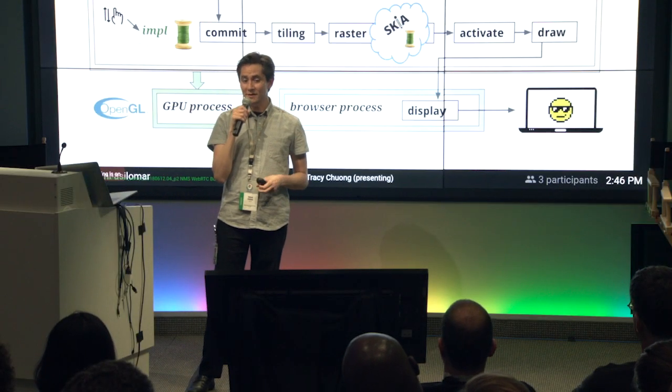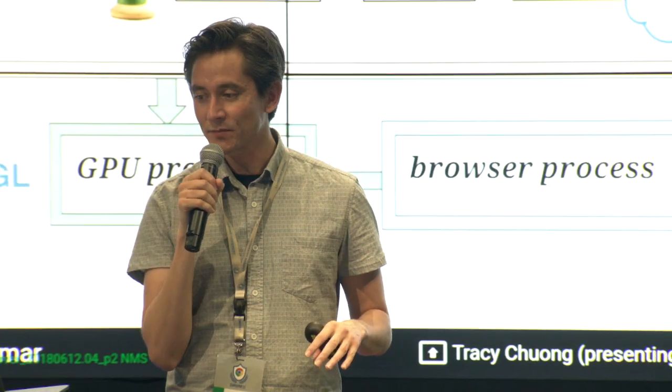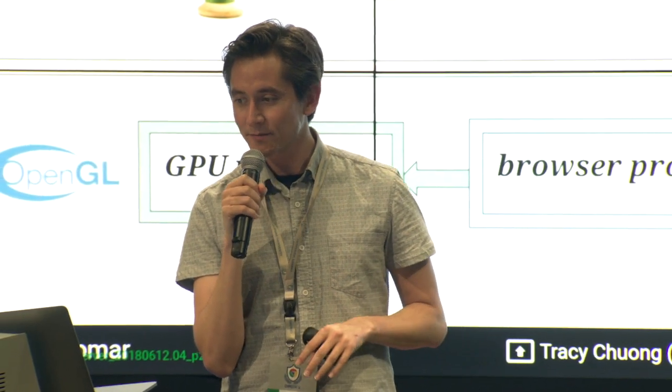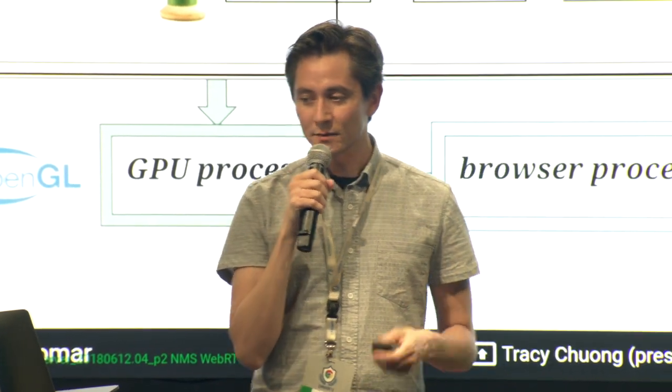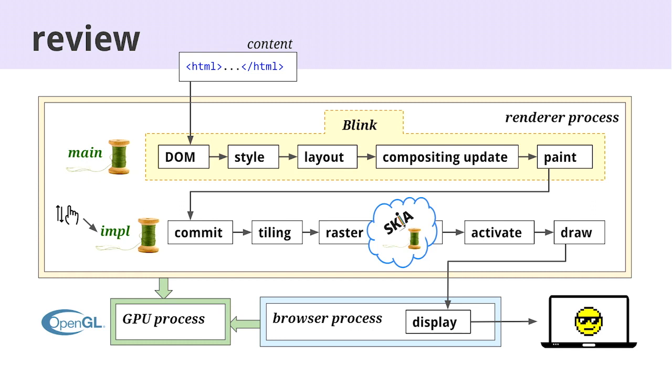So a quick recap. We've taken web content, built a DOM tree, resolved styles, updated layout, created compositing layers, painted the layers into display item lists, committed the layer tree to the compositor thread, broken the layers into tiles, rastered the tiles on worker threads, copied the pending tree to the active tree, drawn the tree into quads, submitted the quads to the browser process, and displayed them as pixels on the screen. Raster and display run GL through the GPU process, and input events for scrolling and zooming can update layers on the compositor thread while the main thread is busy.